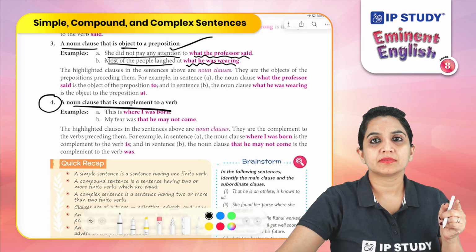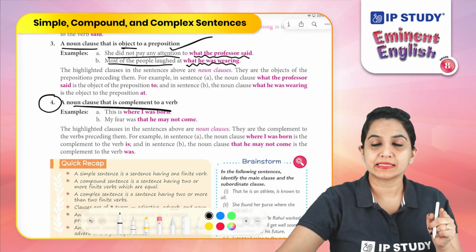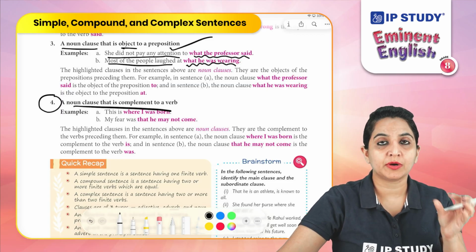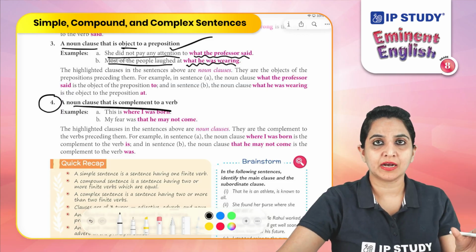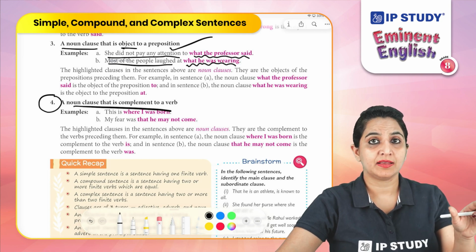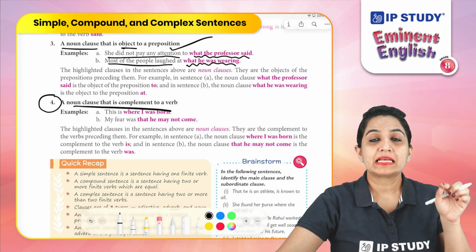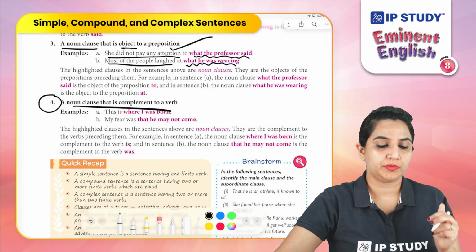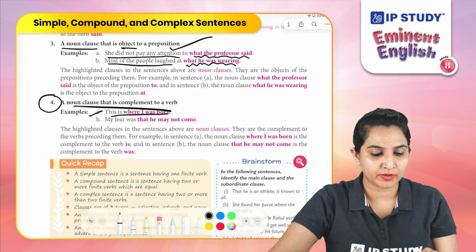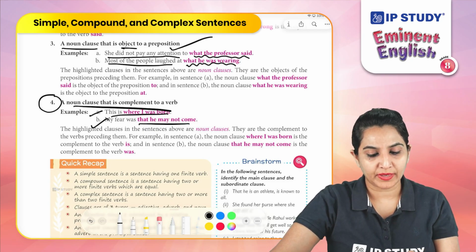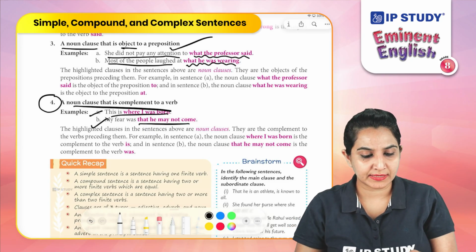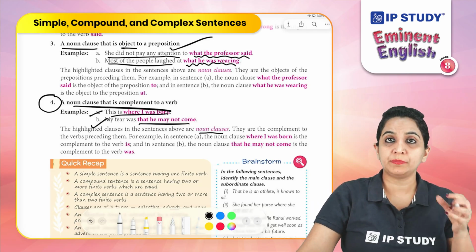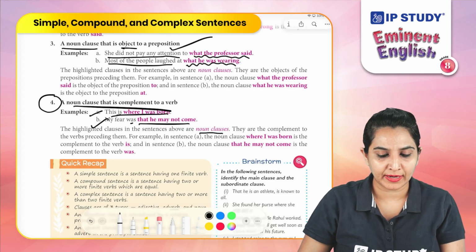That means that completes the sentence or the verb. This is the house. This is, right? And without even mentioning what we are talking about, the place, just like if I see a house and I just point out and I say, this is where I was born. That is which was haunted. So this is a complement to a verb. This is where I was born. My fear was that he may not come. The highlighted clauses are noun clauses. They are the complements to the verb preceding them, that is and was.